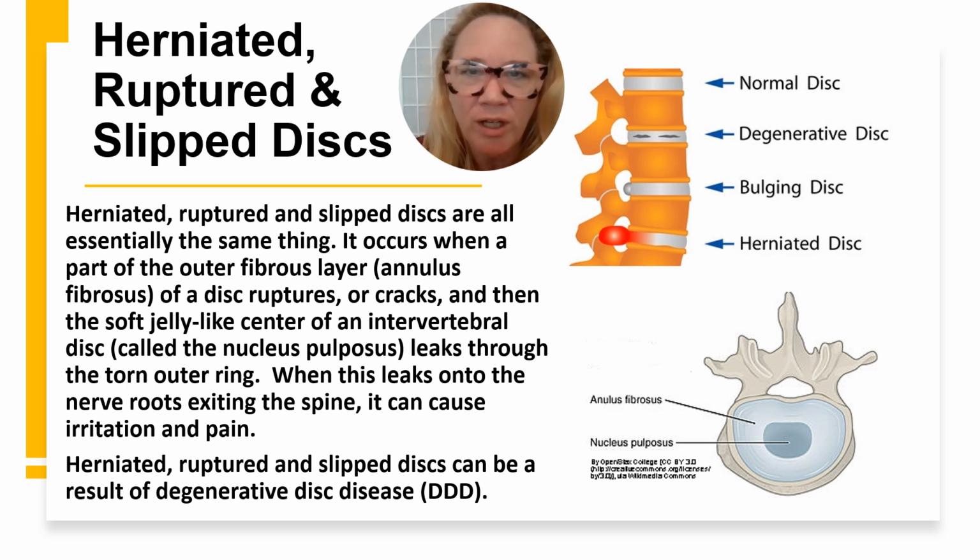What happens with herniated, ruptured, and slipped discs is the outer annulus fibrosus tears or cracks, and that allows that jelly-like center, the nucleus pulposus, to leak out through the tear of the annulus fibrosus of the outer ring. And when the annulus fibrosus tears, if there's pieces of that pressing against the nerve root, or when the nucleus pulposus, that jelly-like fluid, leaks out onto the nerve root, that can be really irritating to the nerve roots of the spine and cause pain, significant pain, debilitating pain for some.